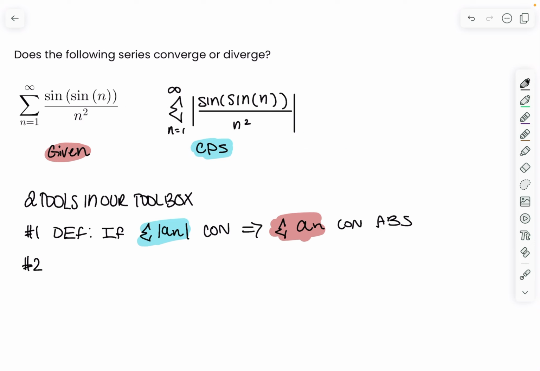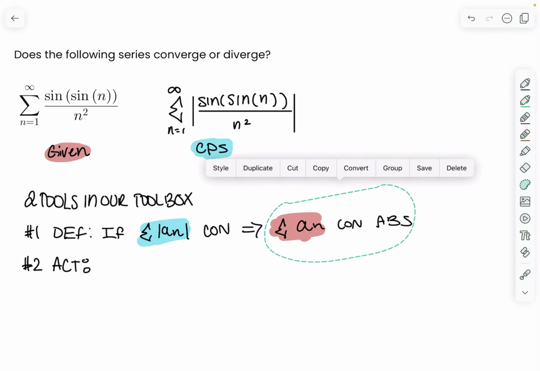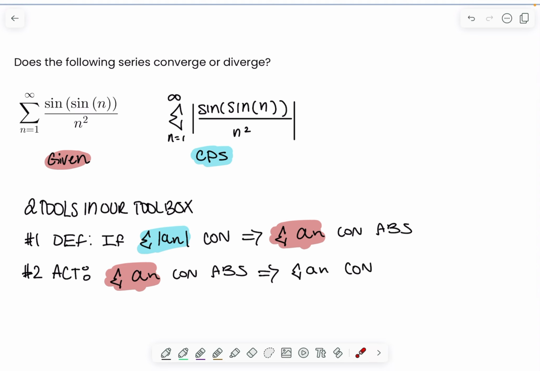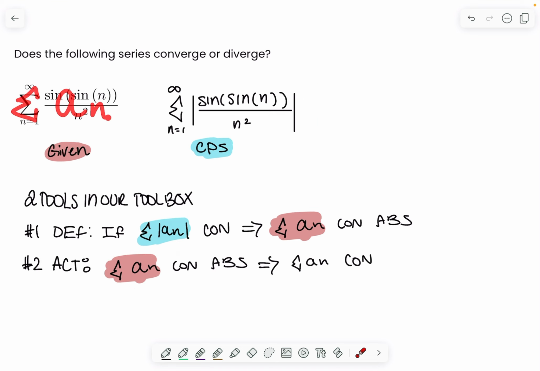And then the second tool in our toolbox is the absolute convergence theorem, which states that if the given series converges absolutely, then the given series converges itself. Let me give you some intuition behind this statement. It's kind of similar to the direct comparison test. Recall that this is just your series a_n, and your corresponding positive series is literally just your series a_n with absolute value surrounding it.